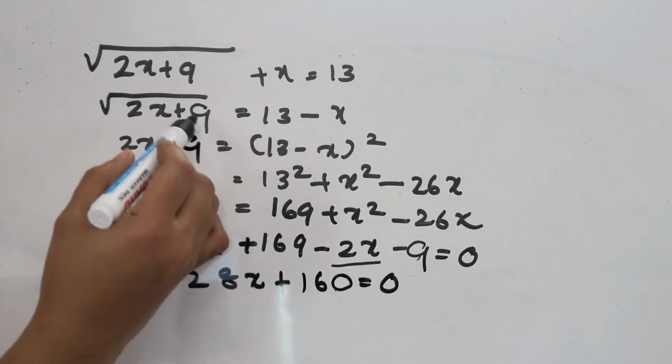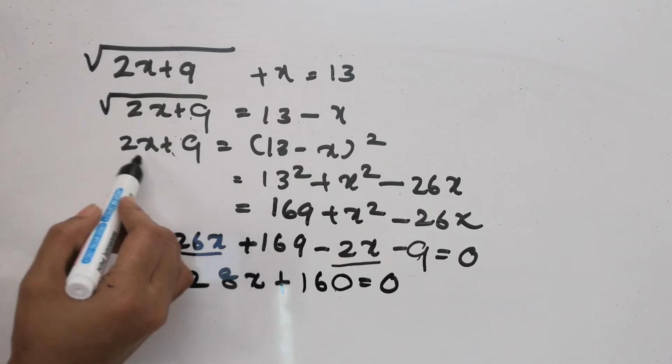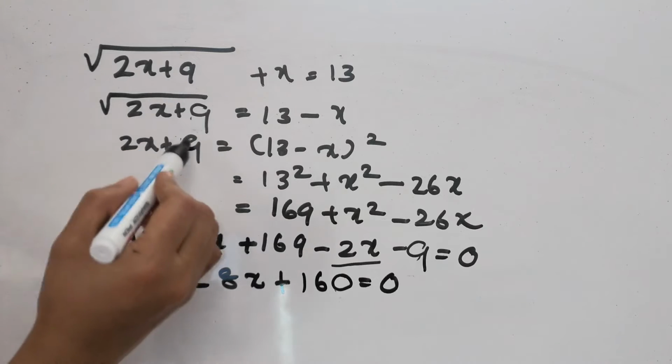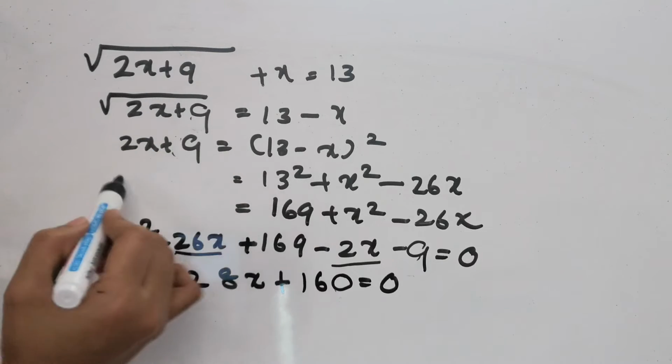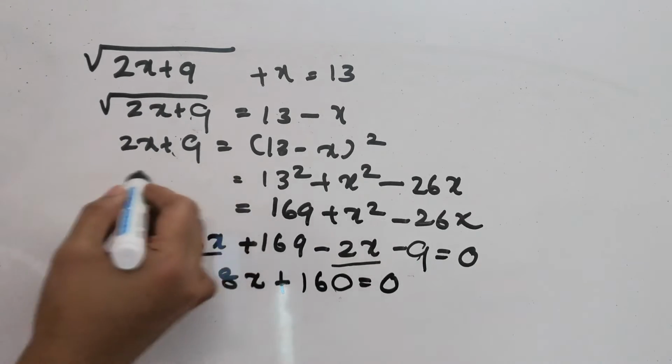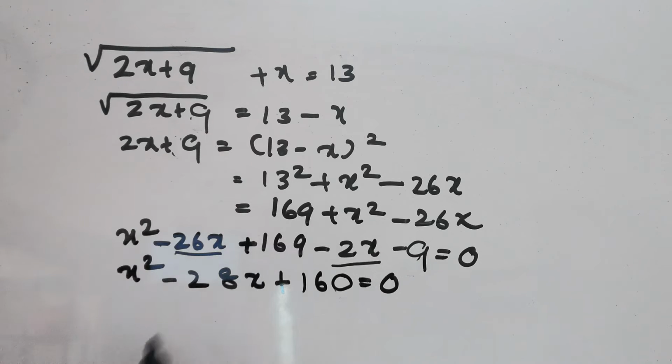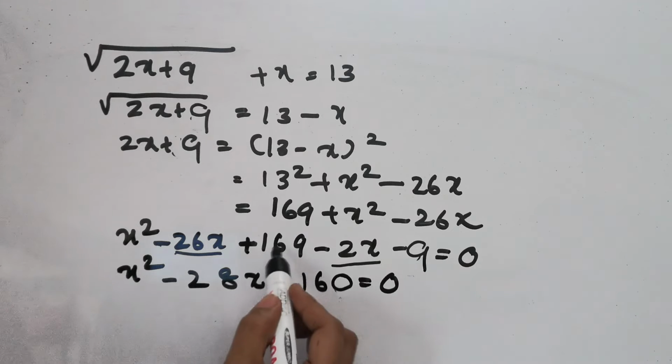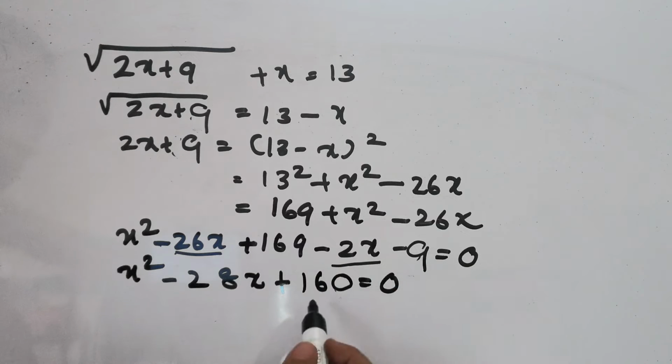So here it is not 3, okay? Here it is a 9. So I changed this question: in the place of 3 it is 9. 2x plus 3 can be 2x plus 9. Okay, that's the question. I mistakenly wrote 3 here, okay? Then 169 minus 9 is equal to 160, which is equal to 0.